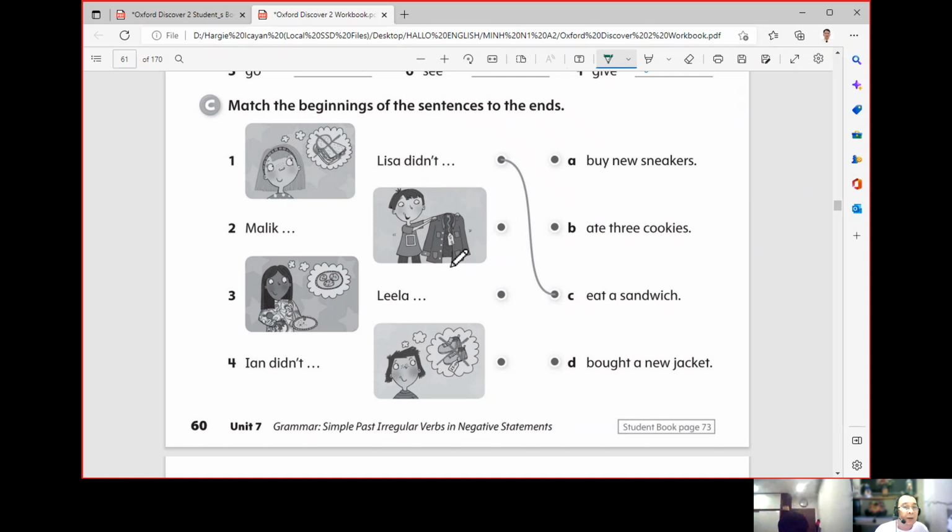Malik bought a new jacket. Next, Lila ate 3 cookies. Ian didn't buy a new sneaker. Very good.